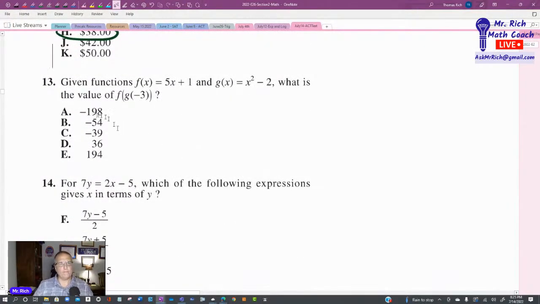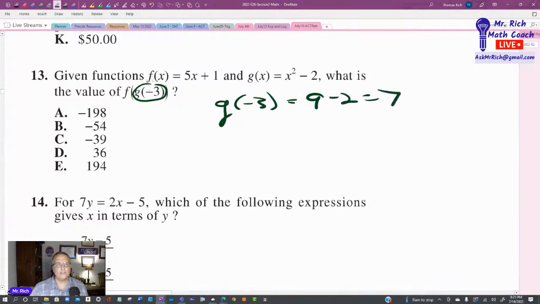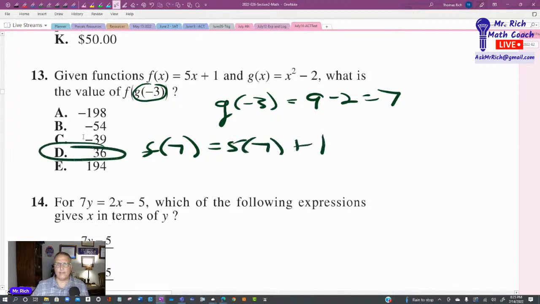Number 13, given functions f of x and g of x, what is the value of f of g of -3? All right, I'm going to evaluate g of -3 first by doing this. -3 squared is 9, and this is 9 minus 2. That is 7. So it's really f of 7, and that's 5 times 7 plus 1. I like the 36. I'm going with that. I do not think I made a mistake on that. I'm going to keep rolling.